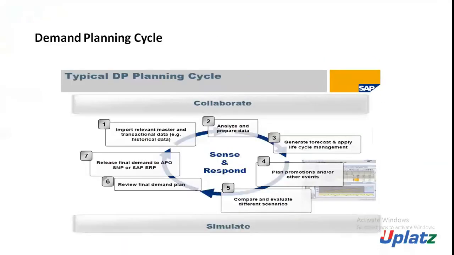First of all, if you come to the demand planning life cycle, getting data from ECC to APO is nothing but the historical data. Then after that, we're going to analyze. That means business, not we. Business will analyze the data, generate the forecast, promotions, consensus meeting, final demand, and finally release to SNP or ERP. Now here I'm going to pass to SNP, release to SNP.